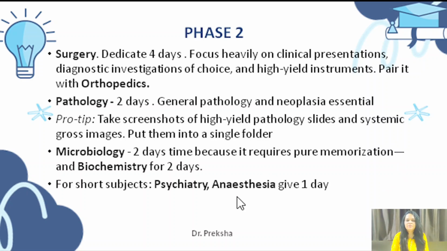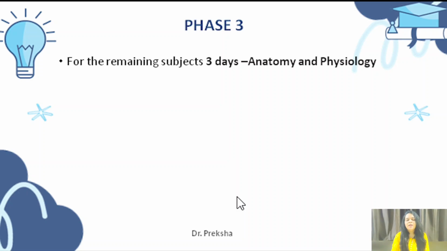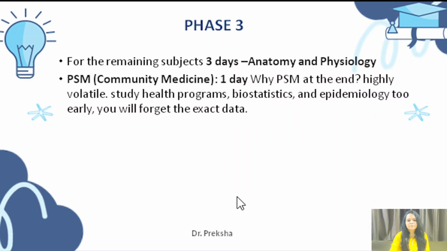In phase 1, if some of the topics for anesthesia are left to revise, then you can pair them here with psychiatry and complete your anesthesia also. So this completes your phase 2. Now in phase 3, anatomy and physiology, you will give 3 days. For PSM, you will give at least 1 day.